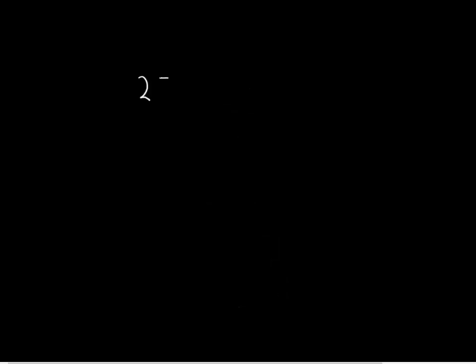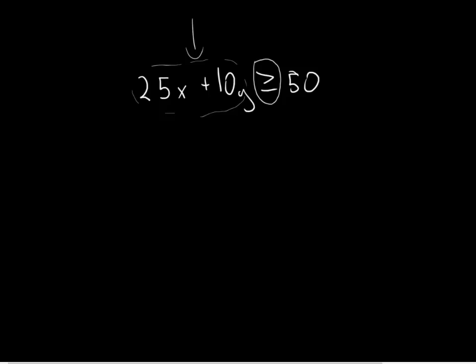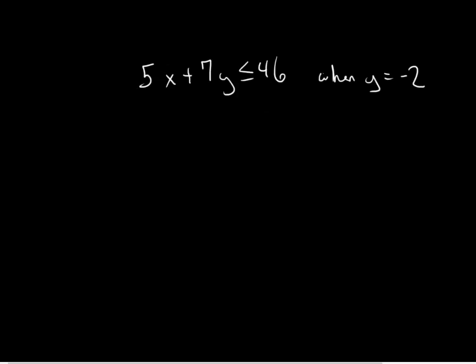The expression you want to write for number 7 is 25x plus 10y greater than or equal to 50. It's the phrase "a student must score at least 50 points." That tells you about the direction of the inequality. This value here, whatever it is after you plug in x and y, must be at least 50, but it can also be more.